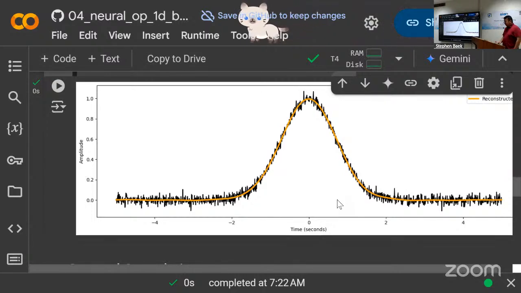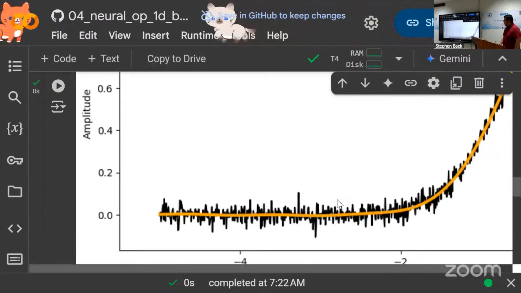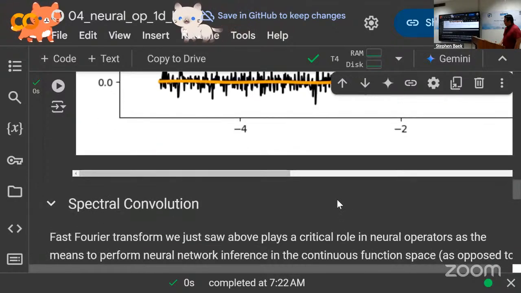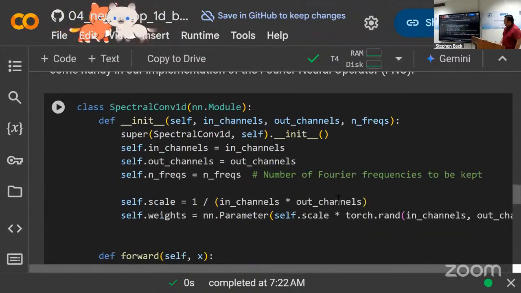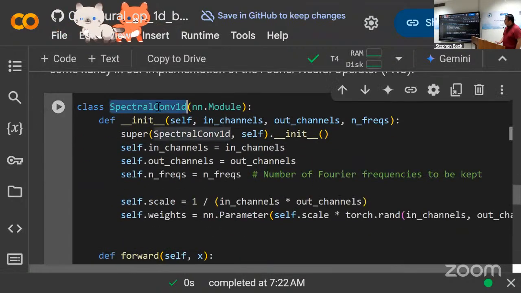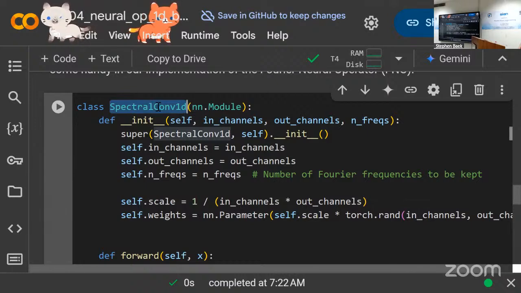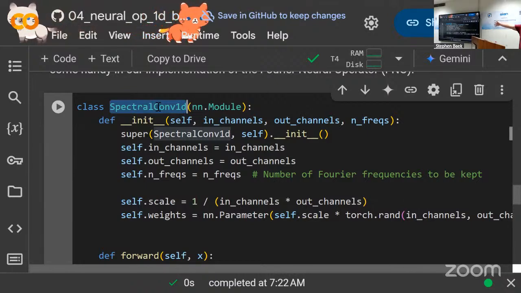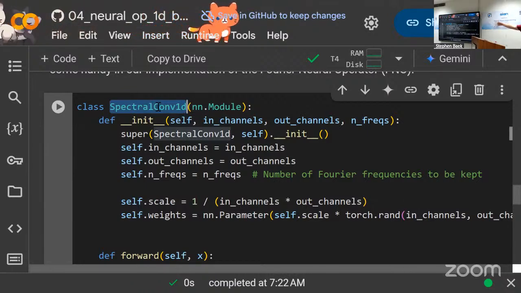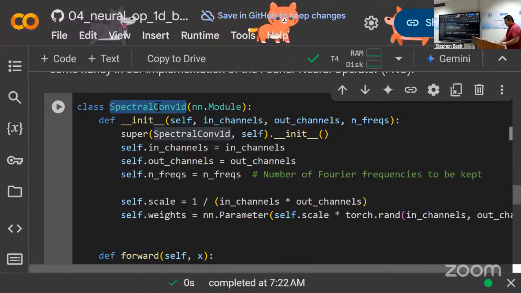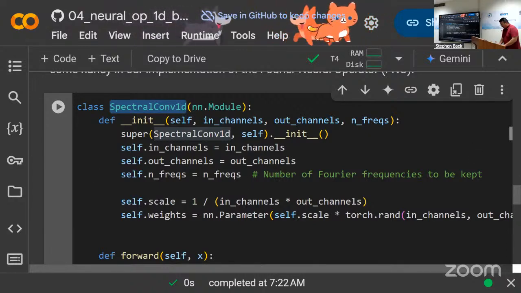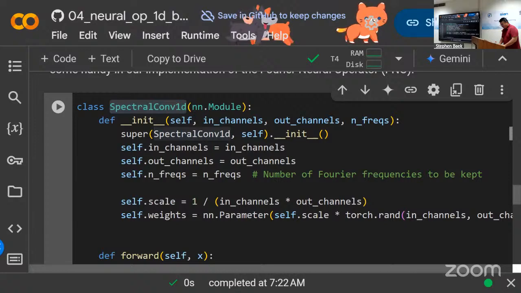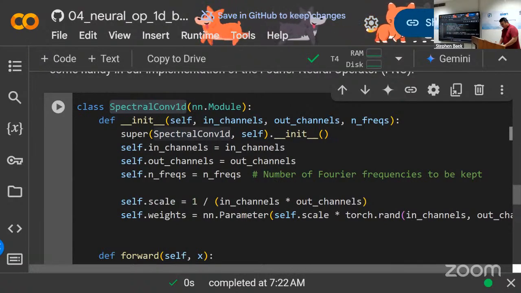If that makes sense, what we're going to do now is use that FFT module to define what's called a spectral Conv1D layer, or Fourier neural operator layer, if you will. Well, actually, I wouldn't call it the Fourier neural operator layer. It's actually that little box that we saw in the lecture slide.